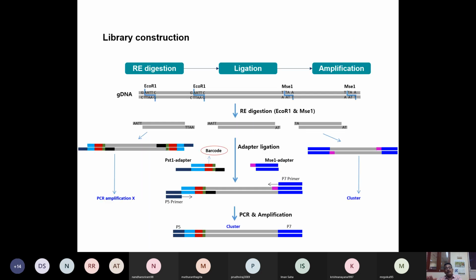Then, as I already told you about the library, in this case we prepared the library with EcoRI and MspI, digesting with MspI and EcoRI. After the digestion, the adapters used were the MspI adapter and the PstI adapter. After that, the P7 and P5 specific primers are used for amplification, and then the cluster generation. This is the information given by the company.